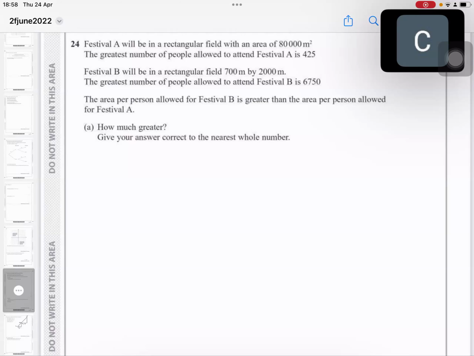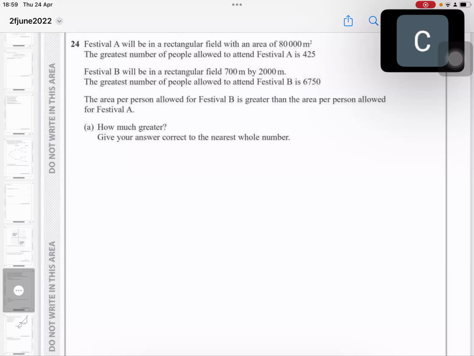You're going to divide 1,400,000 by 6,750, isn't it? Yes. Okay, what would you get? 207.4. Okay. All right. So let's keep that for Festival B. Now divide 80,000 by 425. What did you get? That's for Festival A. 188.2.